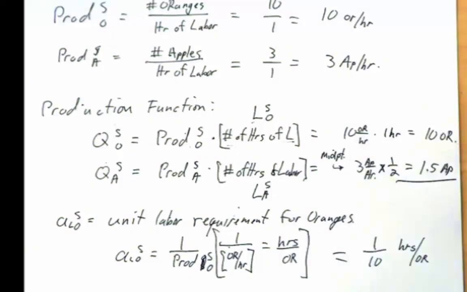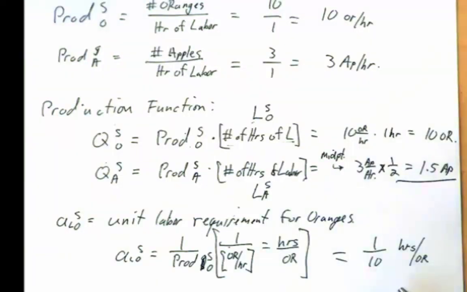Got a really simple definition. It's equal to the reciprocal of the productivity. So the productivity for oranges we've defined above, the unit labor requirement is nothing more than the reciprocal, 1 divided by the productivity. The units of it is also the reciprocal of the units for productivity. Units for productivity is oranges per hour. So the units of the unit labor requirement is hours per orange.